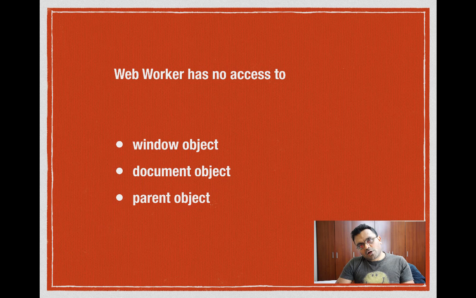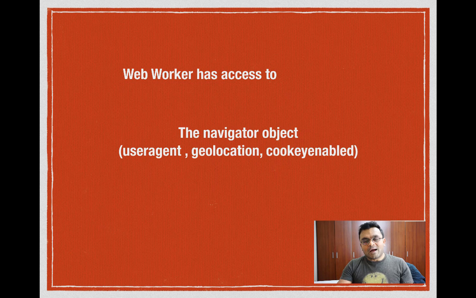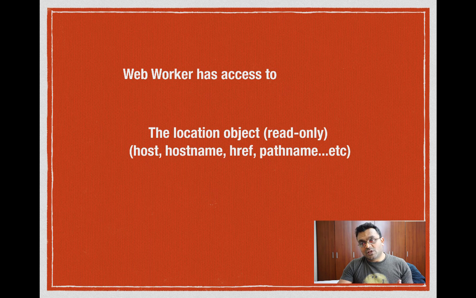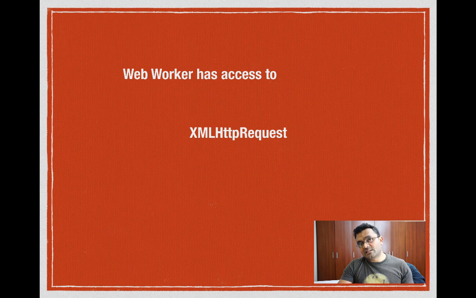Now, because a web worker runs in a separate thread, it does not have access to the document object, window object, or parent object, which means it cannot do any DOM manipulation from inside of the worker. However, it has access to the navigator object, which means it has access to user agent, geolocation, cookie enabled. It also has access to the location object, which is read-only: hostname, href, path, etc. It also has access to XMLHttpRequest, so you can make AJAX calls as well.